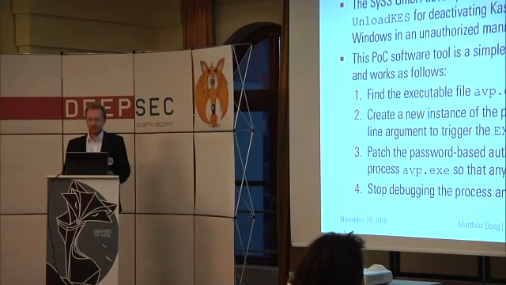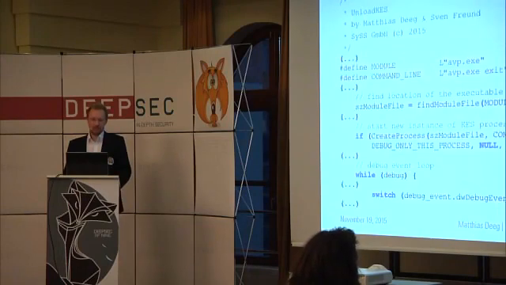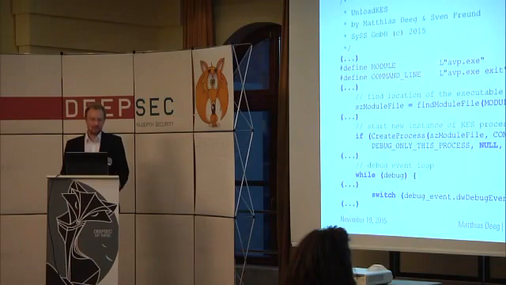And the last step is to stop debugging the process and continue its execution normally. So yeah, on this slide and the next slide, I've shown the most important parts of the source code of the proof of concept software tool, and what the C source code does is just the 4 steps I just mentioned before. So find the executable file, the module, create a new process.